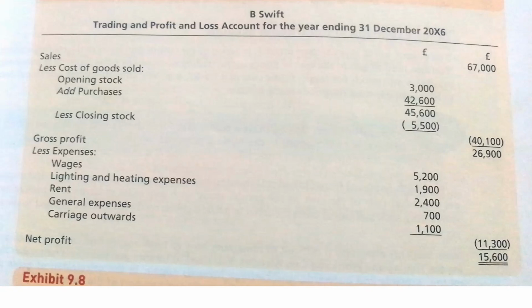Then carriage outward is the opposite. As you're trying to take the things outside the business, whatever the expenses that you incur, it's called the carriage outward. Is the questionnaire clear?